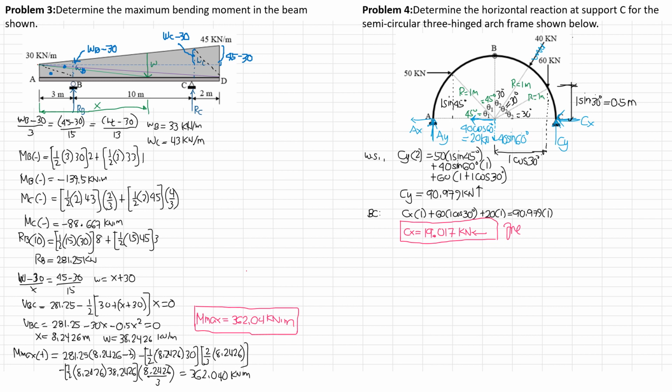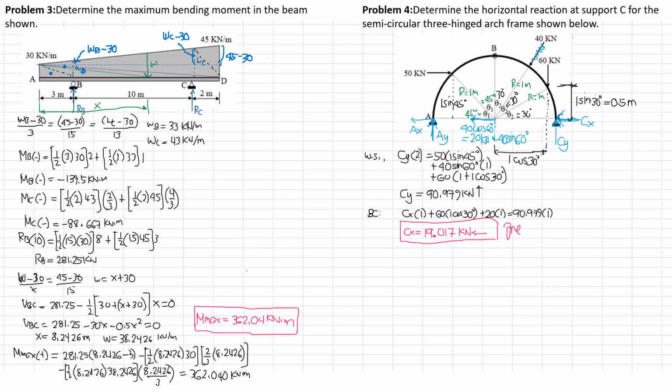The other possible negative moment occurs at C. So dividing the trapezoid into this manner, for the lower triangle, 1/2 of 2 times 30, the moment arm is 1/3 of 2. So that's why it's 2/3. Sorry, 1/2 of 2 times 43, the entire intensity here is 43. Then 1/3 of 2 is 2/3. For the upper triangle, 1/2 of 2 times 45, the entire value here is 45. 2/3 of 2 is 4/3. So the other negative moment, which is at C, is negative 88.667 kilonewton meter. So far the maximum is negative 139.5.